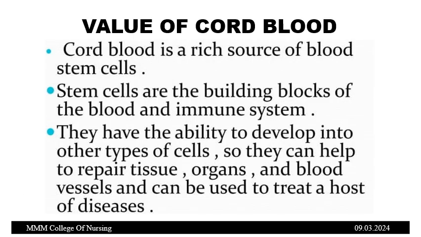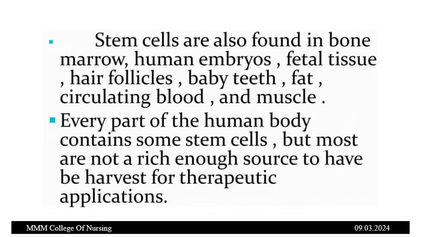Value of cord blood. Cord blood is a rich source of blood stem cells. Stem cells are the building blocks of the blood and immune system. They have the ability to develop into other types of cells, so they can help to repair tissues, organs, and blood vessels and can be used to treat a host of diseases. Stem cells are also found in bone marrow, human embryos, fetal tissues, hair follicles, baby teeth, fat, circulating blood, and muscle. Every part of the human body contains some stem cells, but most are not a rich enough source to be harvested for therapeutic applications.